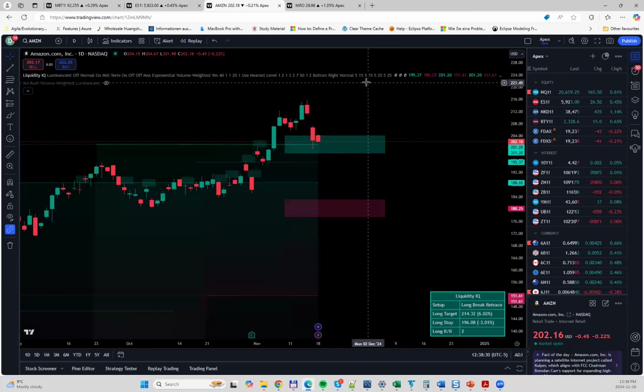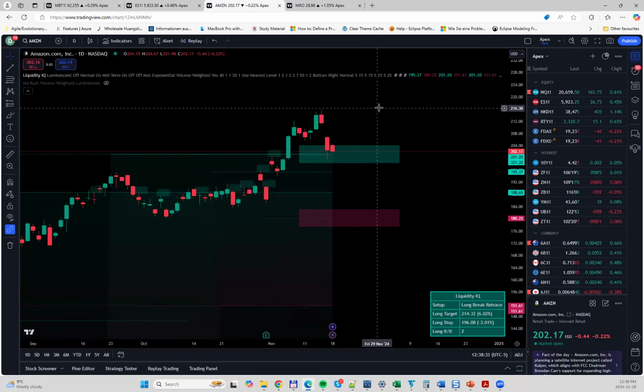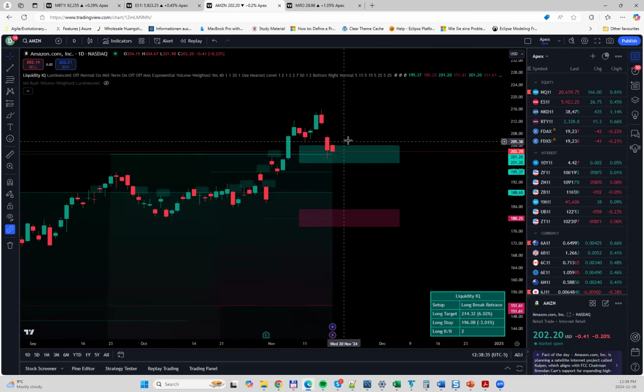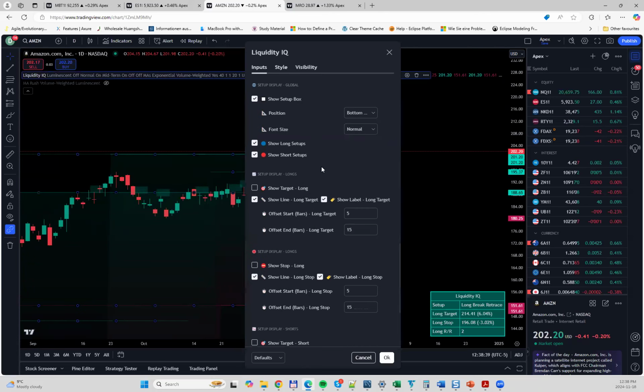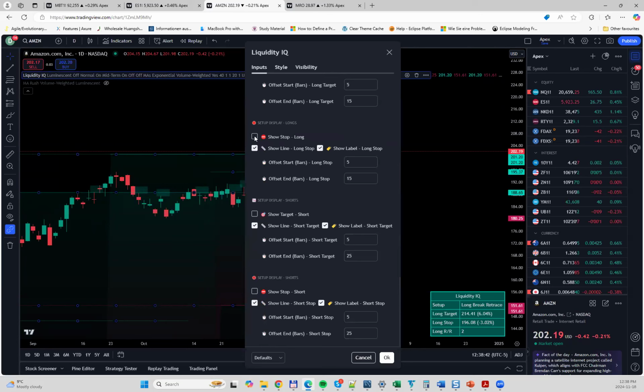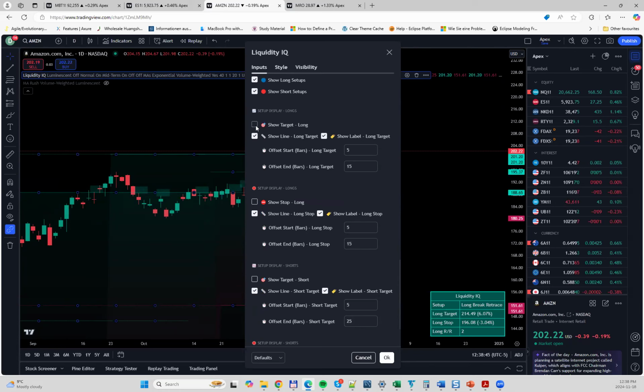And you may wonder, where should I place my stop? Where should I put my target? Well, the indicator will actually help you with this as well. So once again, to my settings, and then we go back to the slides. I'm going to answer some questions. Let me enable these two things, show long target and show stop loss long, sorry.